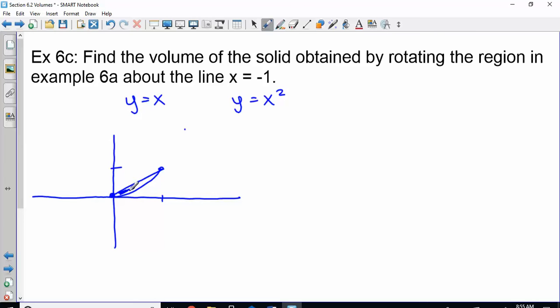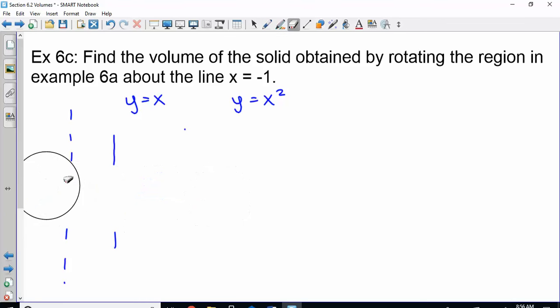If I take the line x equals -1, where is that? What does it look like? X equals is what kind of line? All lines are straight. Vertical line. Okay, vertical line at -1. I'm not going to have enough space here. Okay, let me redo my picture. I don't have enough space.